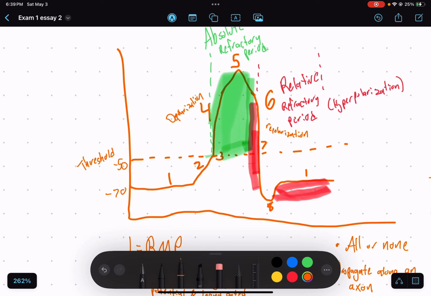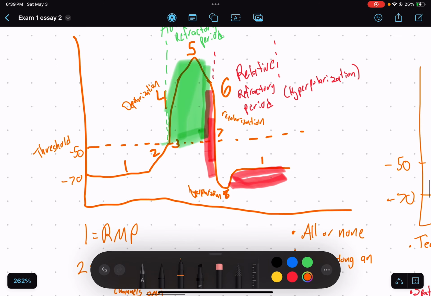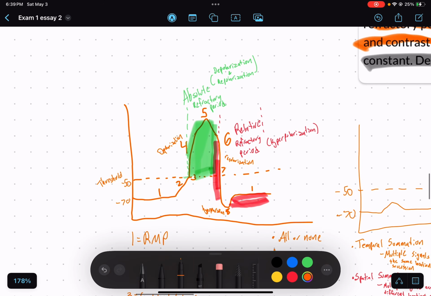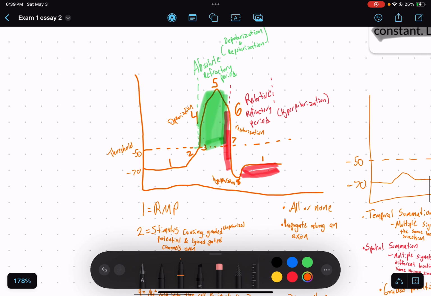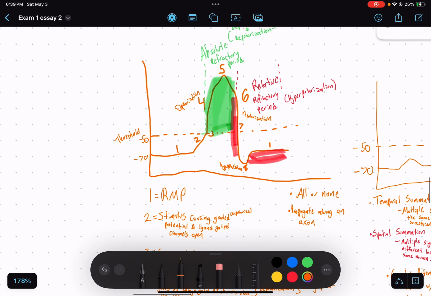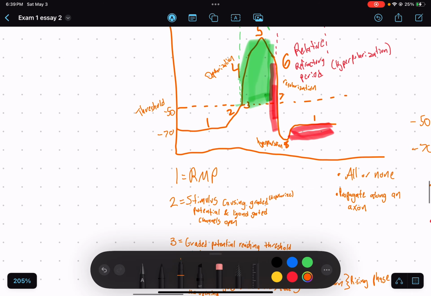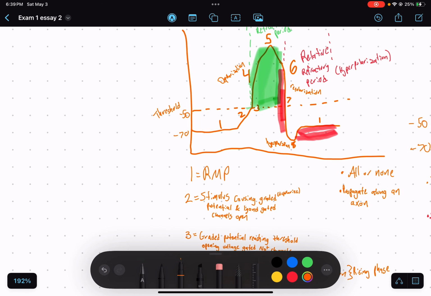Number 7 is showing an event happening with the voltage-gated potassium channels. Number 8 is showing hyperpolarization. And then number 1 goes back to resting membrane potential. And we have our absolute refractory period, which consists of depolarization and repolarization. Then we have our relative refractory period, which includes hyperpolarization. So that's what we wanted to just focus on there a little bit. Now I'm going to go into each one a little bit more in depth.